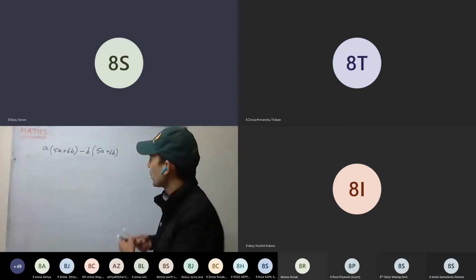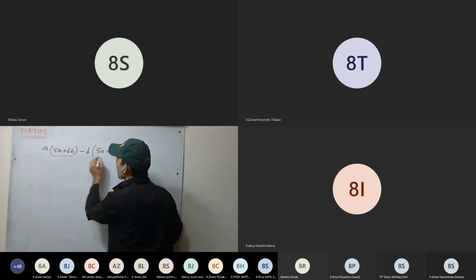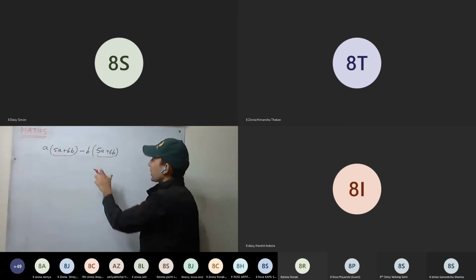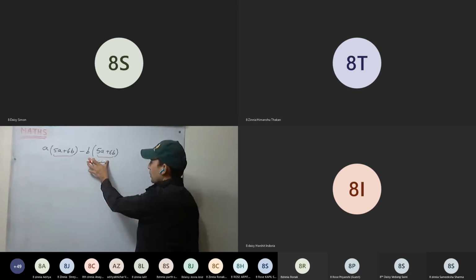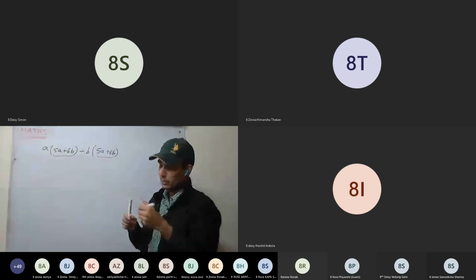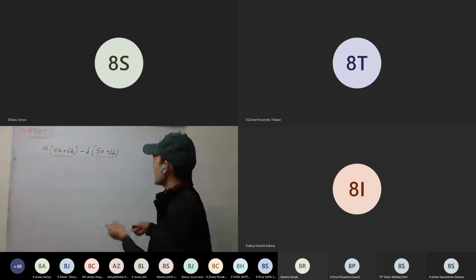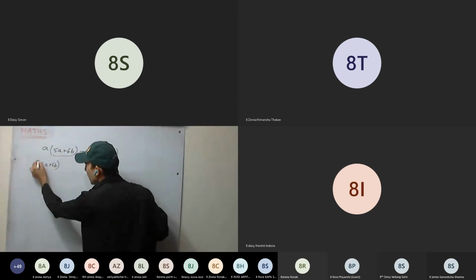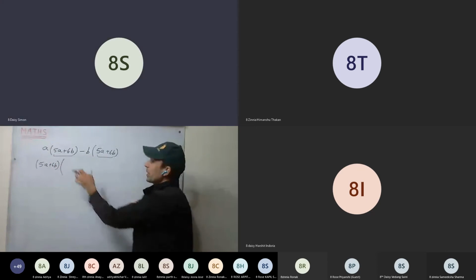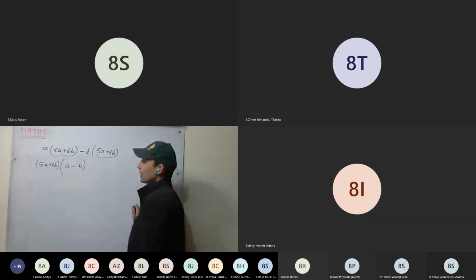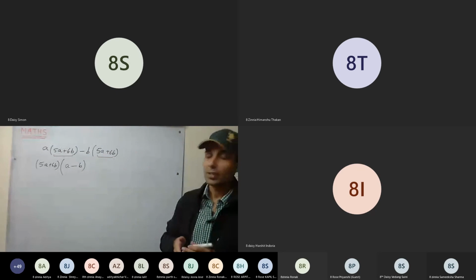So see here, the whole expression is a common factor. This is one term, and this is the second term. So the whole expression is common, and we'll take it out. So 5a plus 6b is the common factor. Now what is remaining? a, and minus here b. a minus b. So this is the answer. Anyone have a doubt?